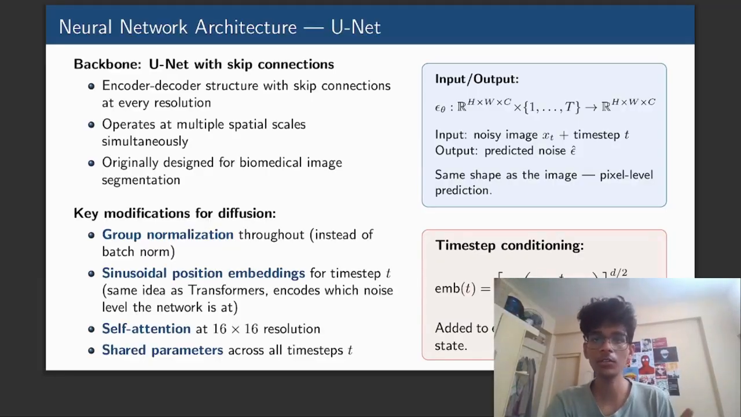Now that we have looked at the forward and reverse processes and also at the loss function, we need to build a network to predict the noise. For that, the authors chose the U-Net architecture. The U-Net architecture is an encoder-decoder architecture where the encoder shrinks the image down to some size, let's say 16 by 16, and then the decoder expands it back up.